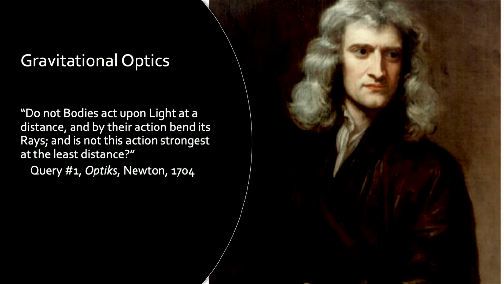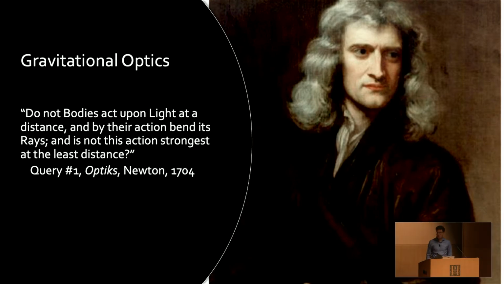It starts around 300 years ago with a notion that Isaac Newton had, or at least that he might have had. Now, Newton wrote a famous treatise outlining his theory of optics. And at the end, he posed a series of rhetorical questions, which are called the queries. And you can see the first one of them here. Newton said, do not bodies act upon light at a distance and by their action bend its rays?